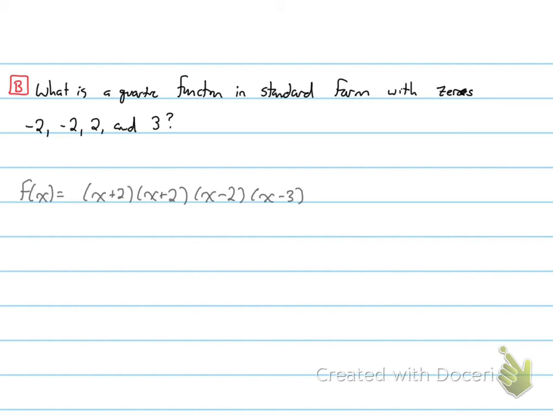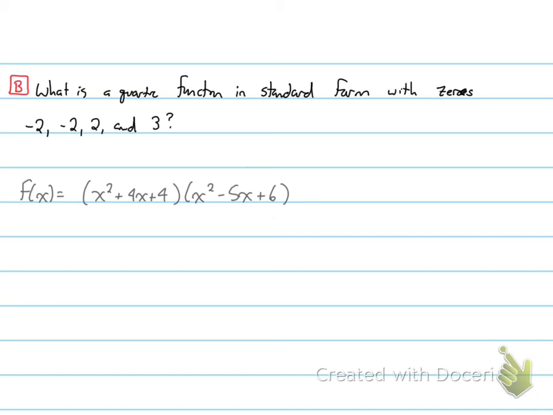From here, I'm going to FOIL the first two parentheses and then the last two parentheses and then work from there. So if I FOIL x plus 2 times x plus 2, I'll get x squared plus 4x plus 4. If I distribute or FOIL out everything in these last two parentheses, I'm left with x squared minus 5x plus 6. Now I'm going to multiply or distribute all of those three top terms to the other three terms, so on and so forth.